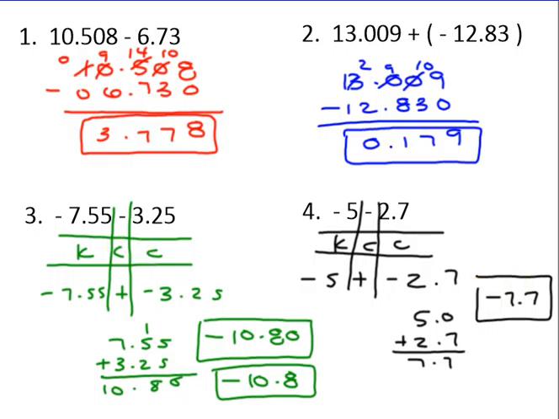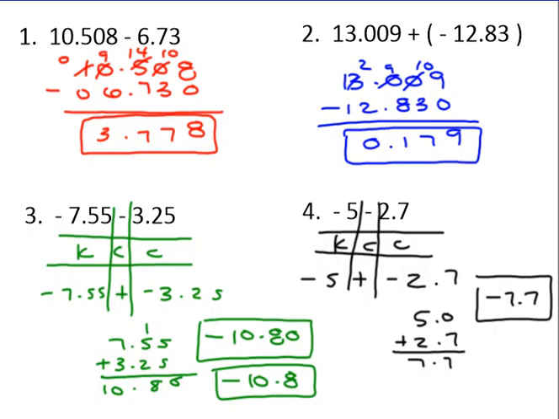All right, if you're not done, go ahead and pause the video, and if you are done, we can go ahead and compare answers. So number 1 was a basic subtraction problem. You should have ended up with 3.778. Number 2 was an addition problem, different signs, so you subtract, and your answer should have been positive because the bigger number was a positive.